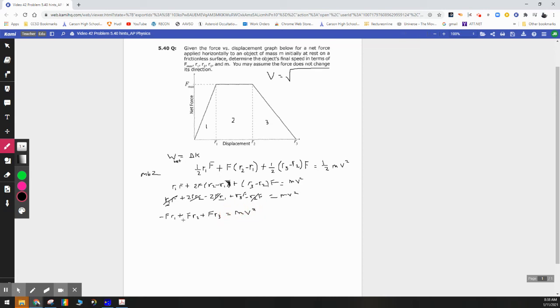All right, so now what we can do is rearrange it: factor out the F and divide by m. So we get R3 plus R2 minus R1 is equal to v squared. Therefore, v is going to equal the square root of F, the maximum force divided by the mass, times R3 plus R2 minus R1. All right, and that's how we do that problem.